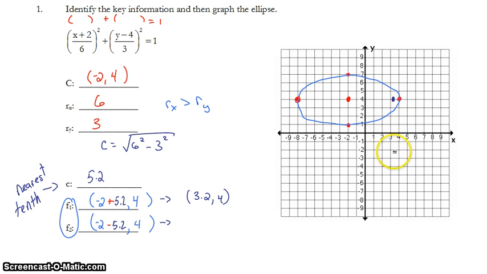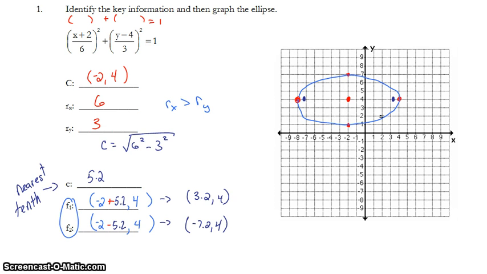I just need to label that point. You don't have to put F1. I just need to see you label it. Put the point on the graph, and it should match where you have your ordered pair written. -2 minus 5.2 is -7.2, comma 4. So -7.2 up to 4. I now have my center, my y radius, my x radius, and my 2 foci.